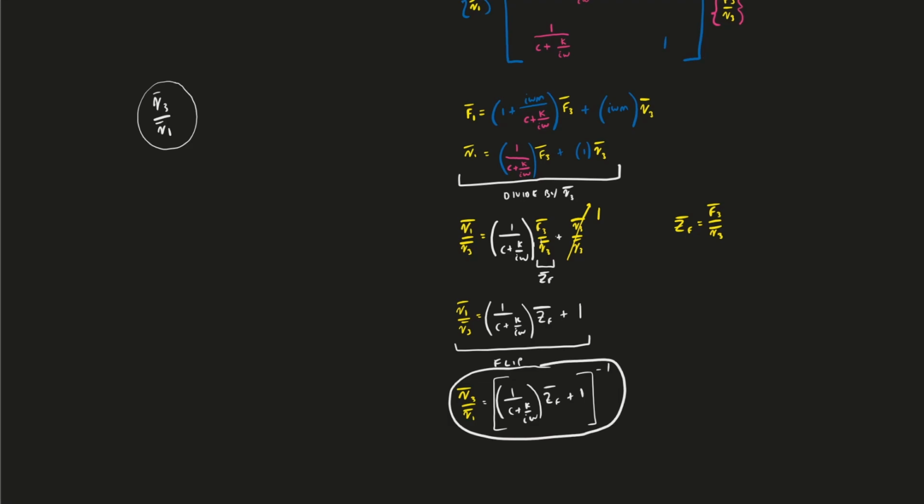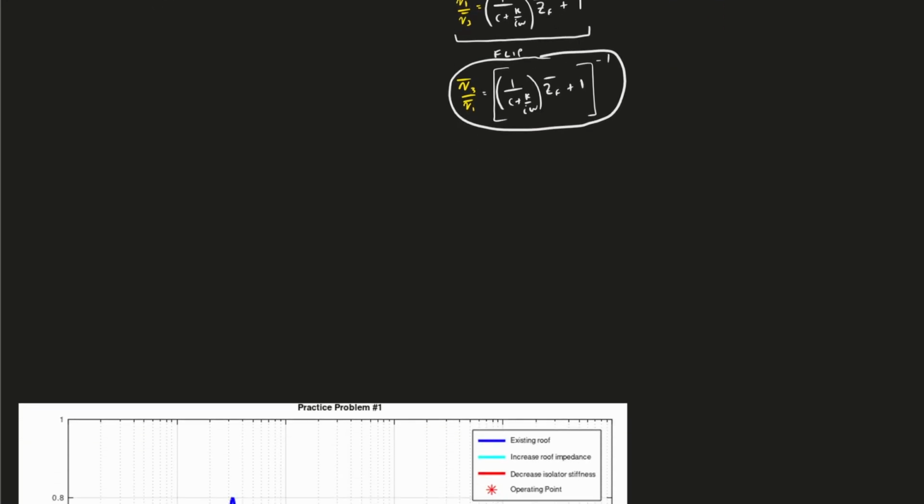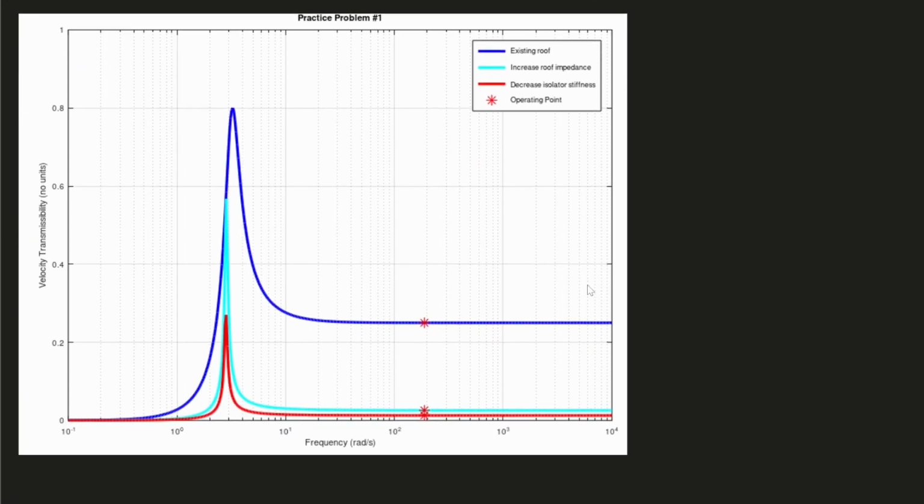Understanding that this result might not mean much to you in its current form, I can go ahead and scroll down and plot the velocity transmissibility across frequency for a given system. So in this example, I've substituted some reasonable values representing the equipment being mounted on an existing lightweight roof. The existing condition is the dark blue line. An existing lightweight roof with a mass that is still significantly greater than the mass of the equipment itself. I've indicated the specific operating point or frequency the equipment is operating at.